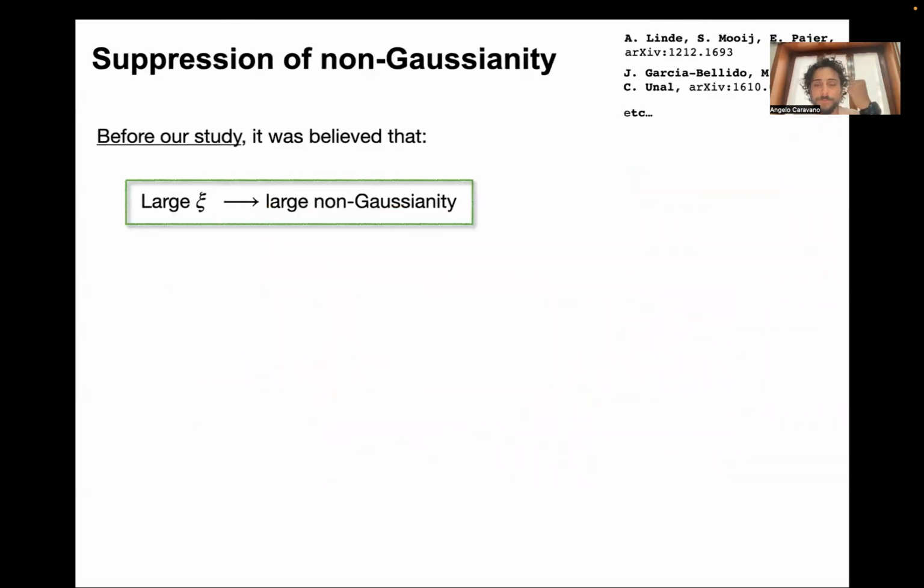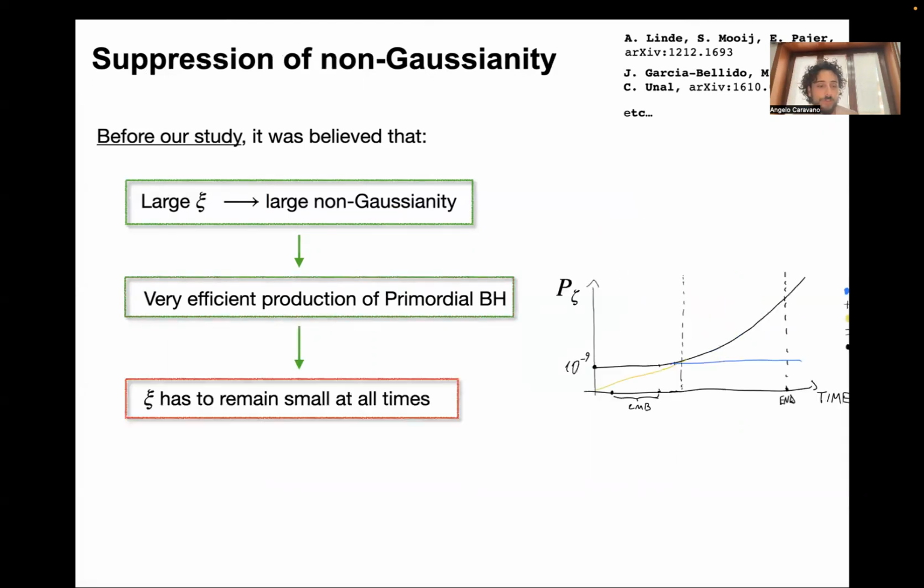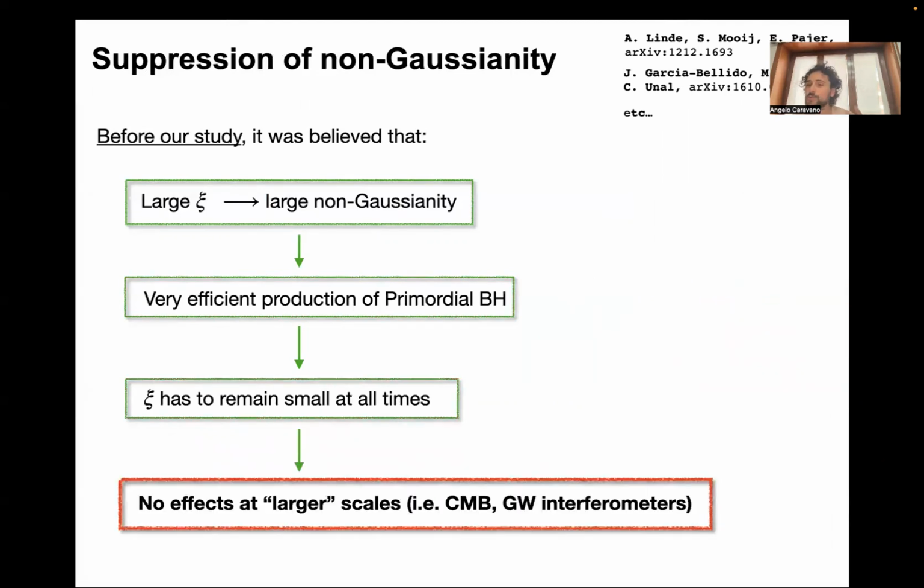Because before our study, it was believed that a large value of xi, more gauge field, meant more non-Gaussianity. And this was kind of intuitive, because non-Gaussianity is given by interactions. And this meant that because of this non-Gaussianity and this tail, you have a very efficient production of primordial black holes, because you have a tail in this distribution. And this means that this parameter has to remain small at all times. And this basically was used to conclude that in this model, you cannot really have very large or observable consequences at the CMB, or for example, gravitational-wave interferometers, because otherwise you're going to produce too many primordial black holes.